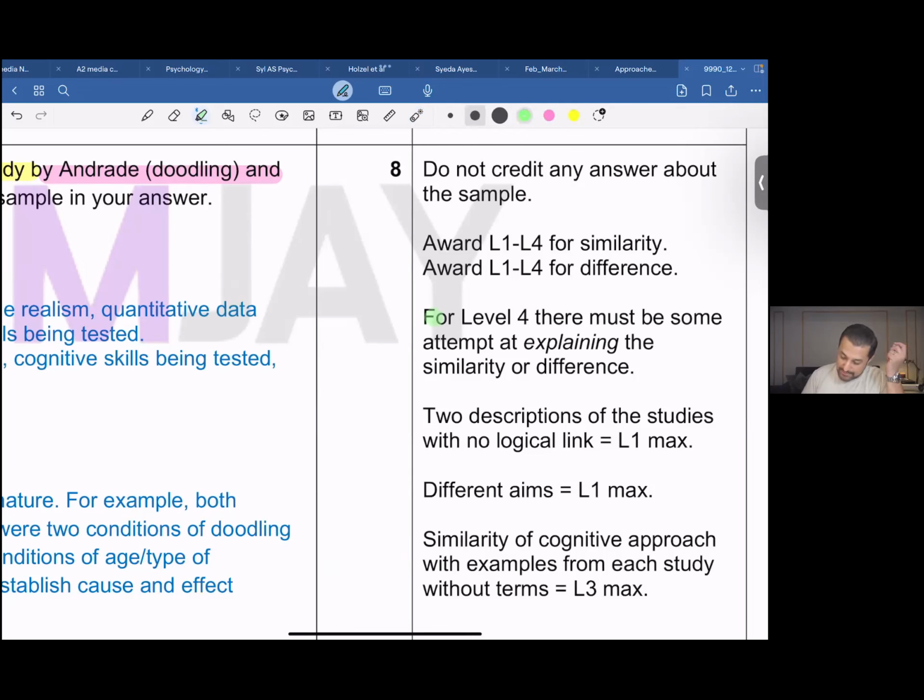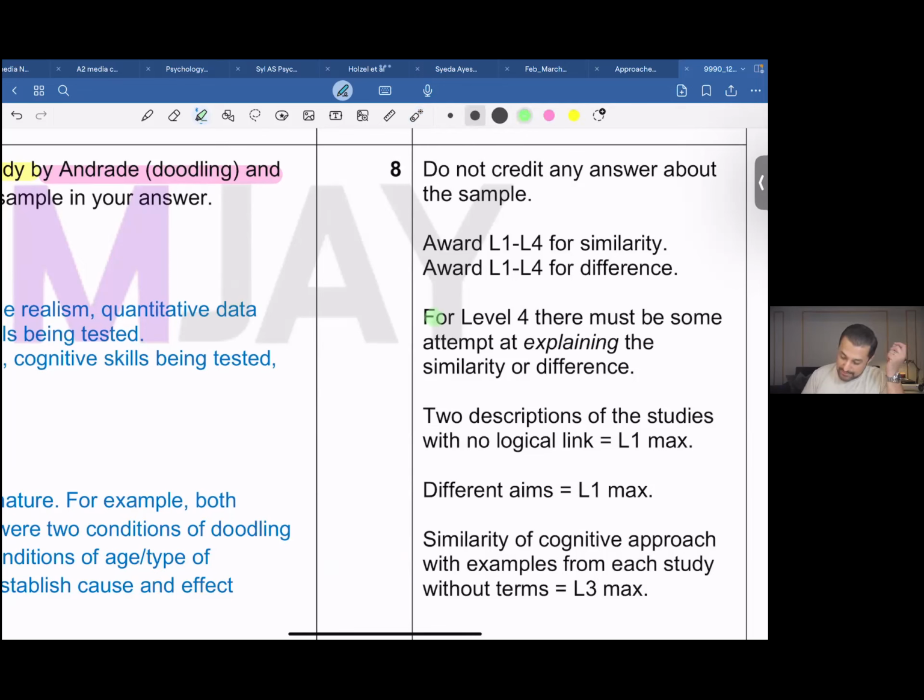So how do you go about this? Number one, you identify the similarity. Let's just say both were experimental in nature. Then you elaborate on that experimental nature. Then you pick up content from the study by Andrade and write down about its experimental nature. And then you pick up content from Pozzolo and write down about its experimental nature to be able to score a 4 on 4. Remember, this is an 8 mark question.